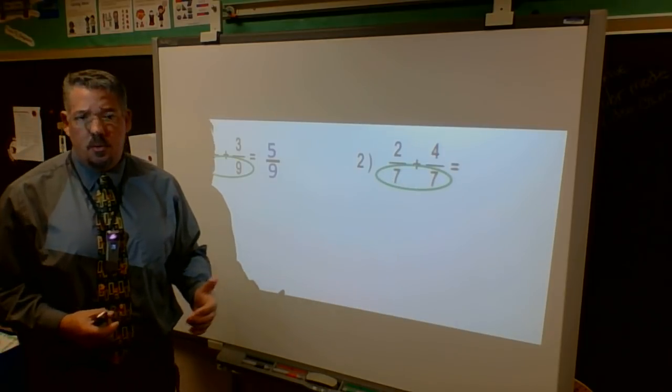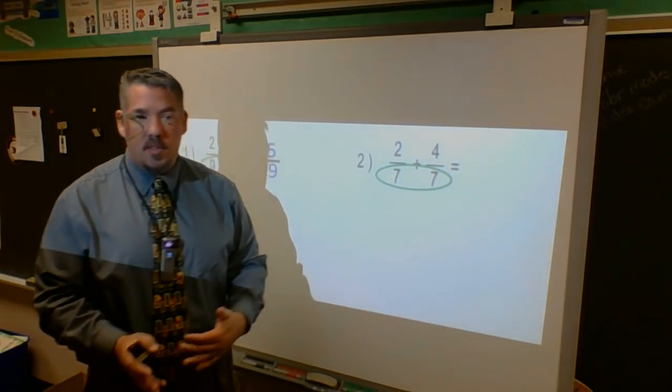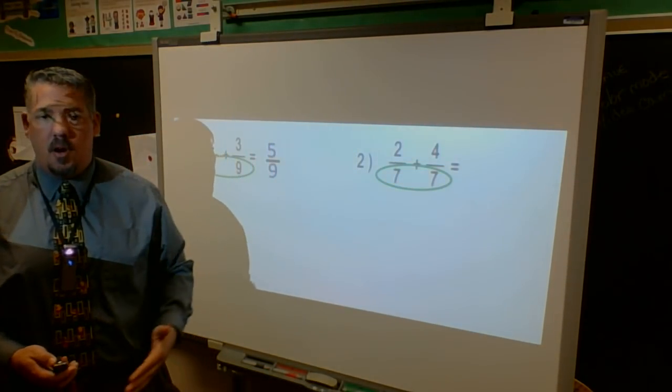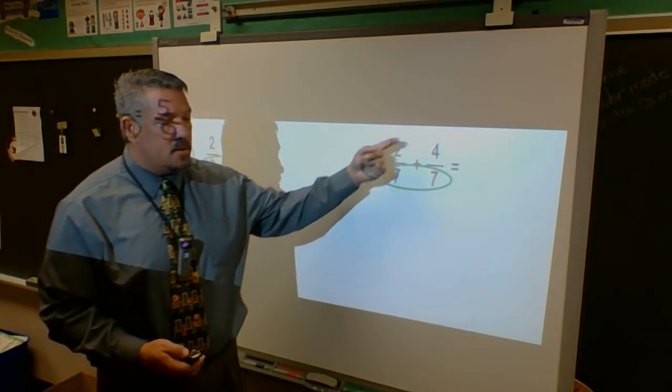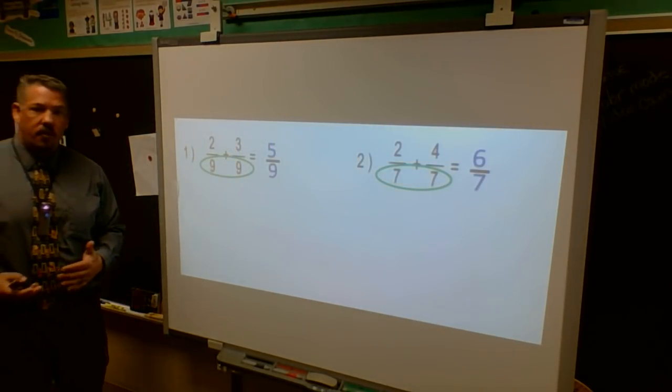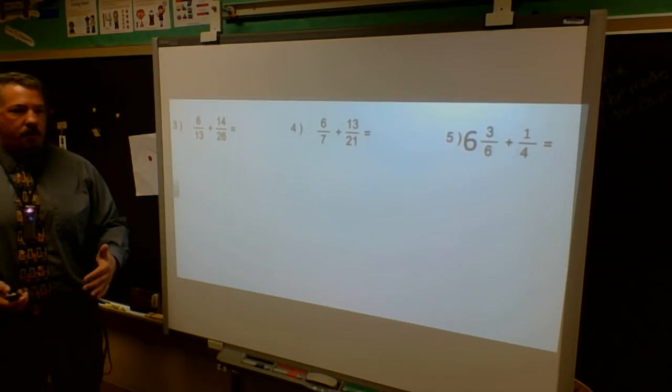It should be an easy problem. Same thing with number 2. Can I add them? Yes. Do I have the same denominator? Yes. What do I do with it? I'm going to keep it. So I know my denominator is going to be 7. Then I just add my numerators. And so I have 2 plus 4, which is 6. 6 sevenths. Pretty easy, pretty straightforward.